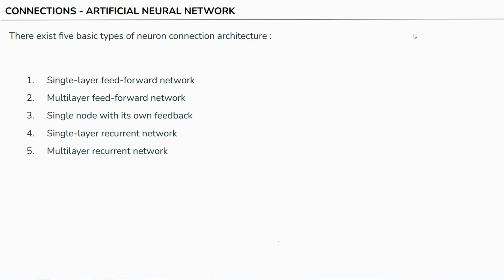Hi all, today we will discuss the basic architectures of neuron connection. So there are 5 basic types of neuron connections present here. So the first one is single layer feed forward network.